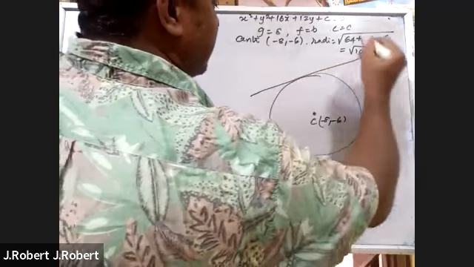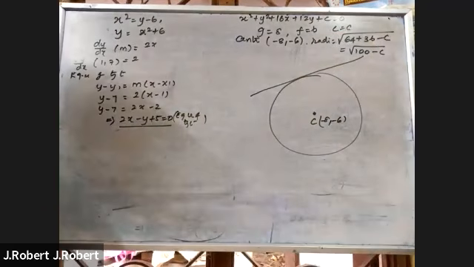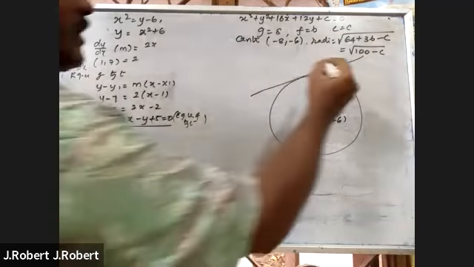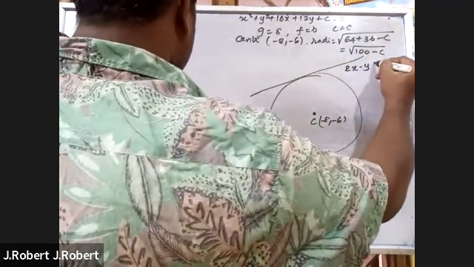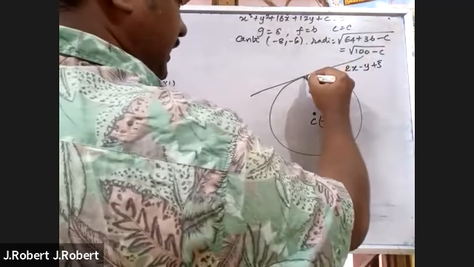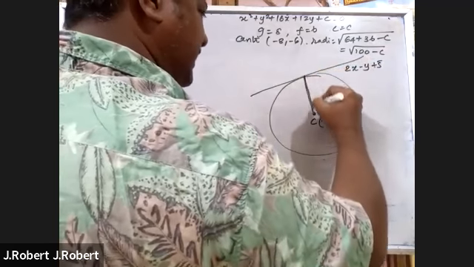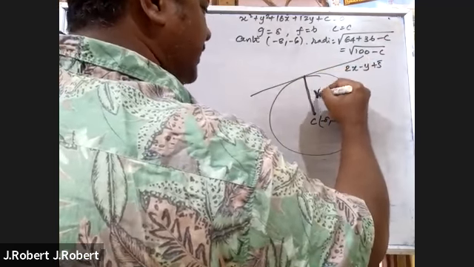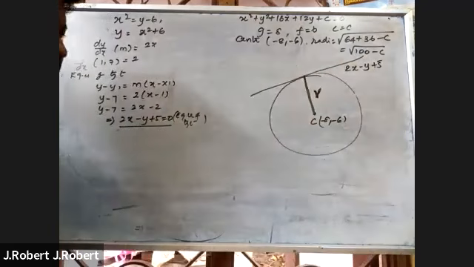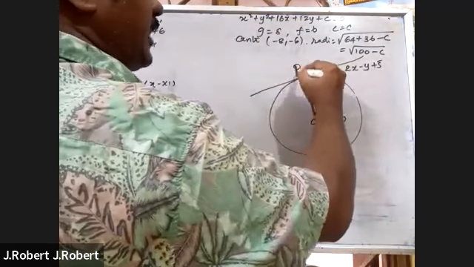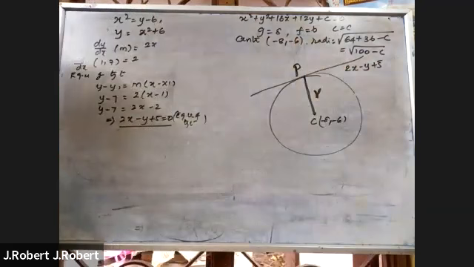So a line which touches the curve is called a tangent. The tangent that touches the circle is 2x minus y plus 5. From here up to here, this is called the radius. Let us take this as radius R. This is the tangent. Let me call this point P. I don't know what this point is. This point P is not known to us.